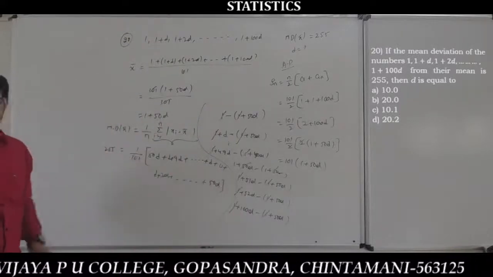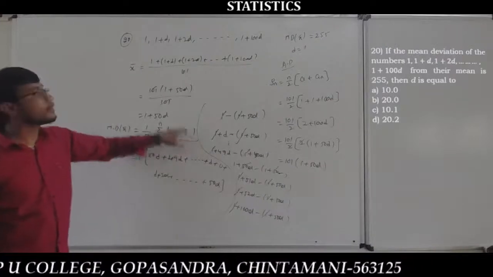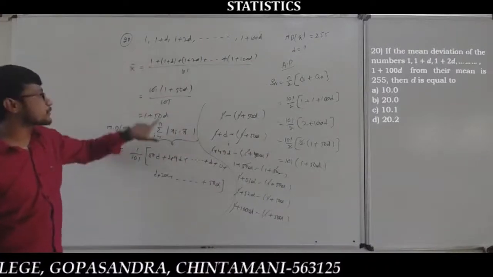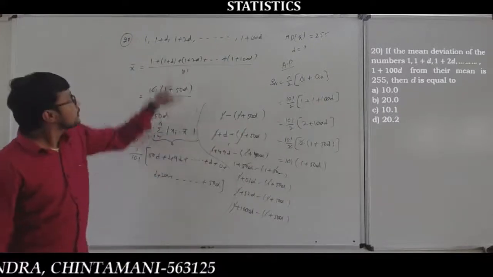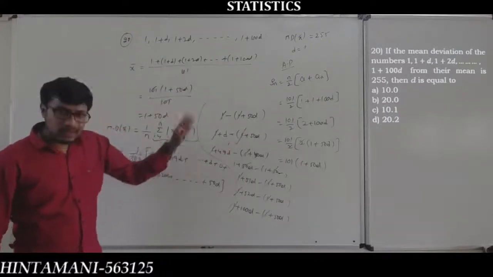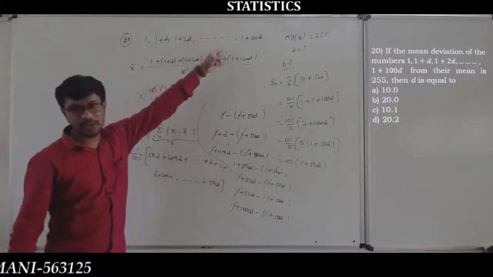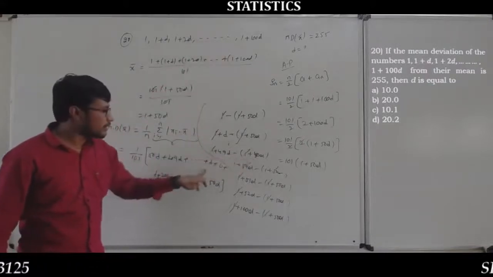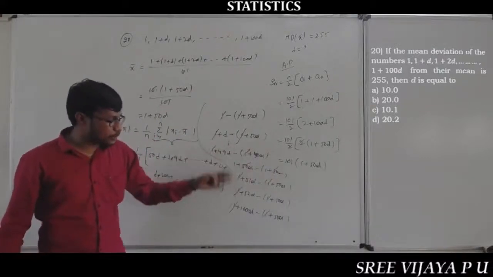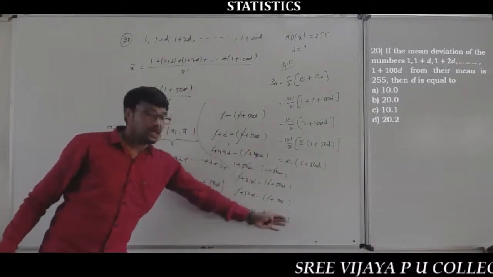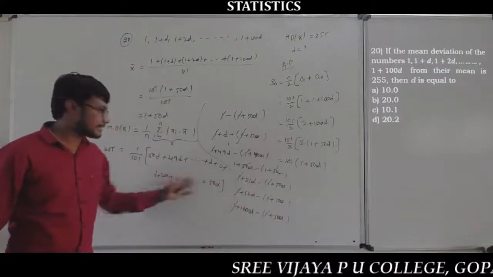So this is modulus of xi minus x bar. From each observation you are subtracting the mean. First one minus 1 plus 50d, you will get 50d. Second one and third one, and so on, in the middle 1 plus 49d minus, you will get d. Next, 1 plus 50d cancels, you get 0. Next 1 plus 51d, 1 plus 52d up to 1 plus 100d, if you subtract, you will get 50d. Like this, it will continue.